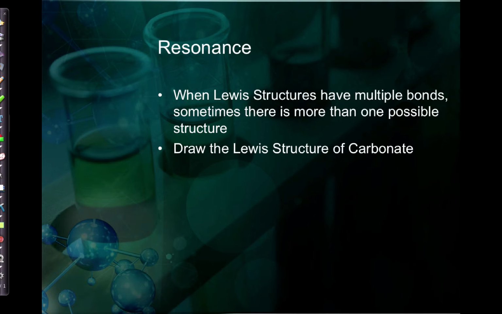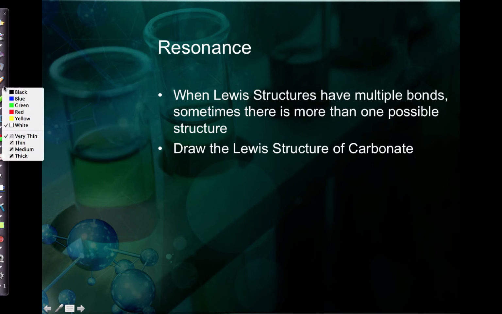Alright, so in this video we're going to talk about resonance, formal charge, and then also how bond length is impacted by double and triple bonds. So first of all, resonance is when you have a Lewis structure that has more than one possible Lewis structure, essentially. So sometimes you can draw out a Lewis structure and you think there are actually other possible Lewis structures.